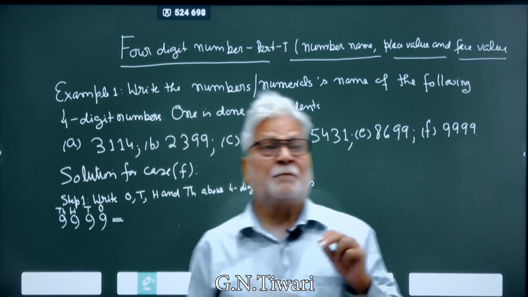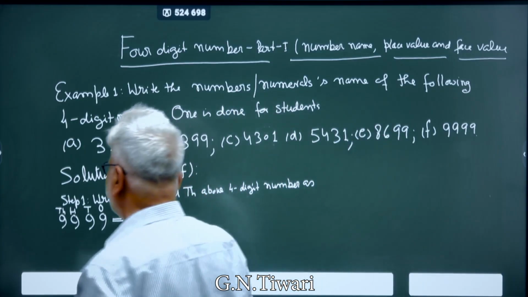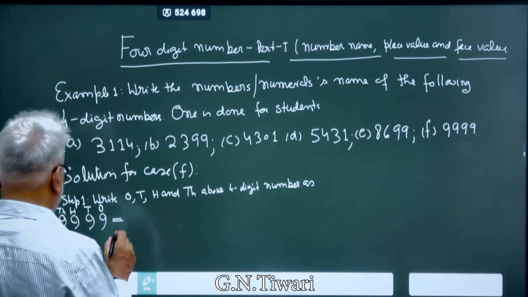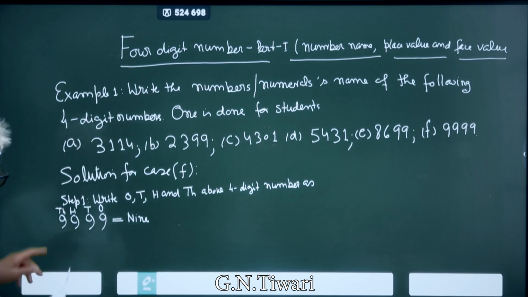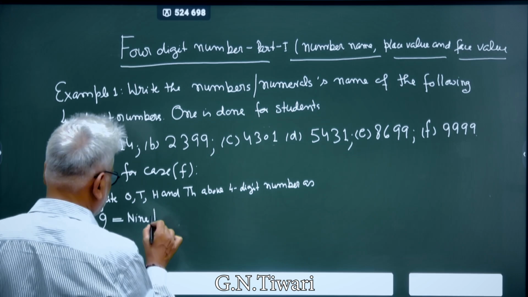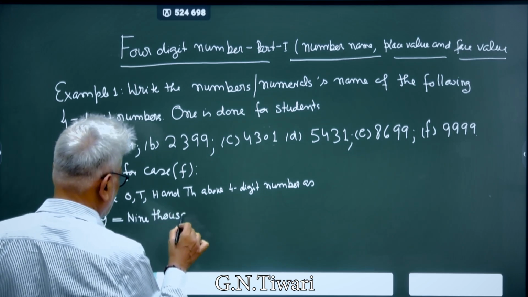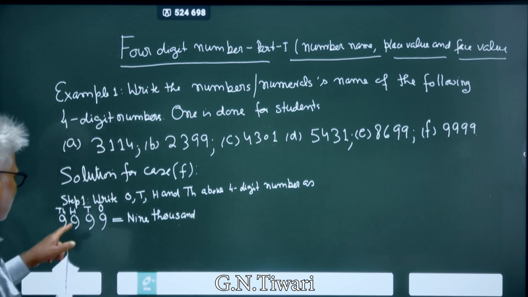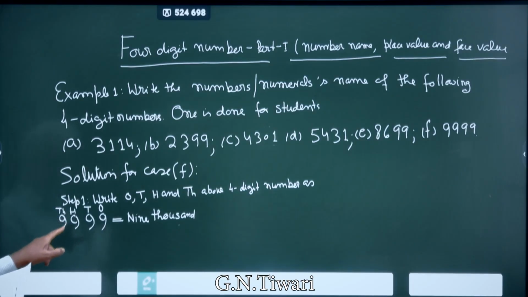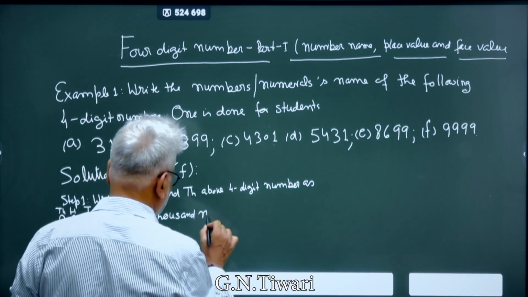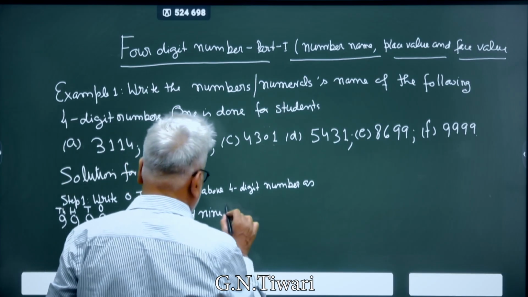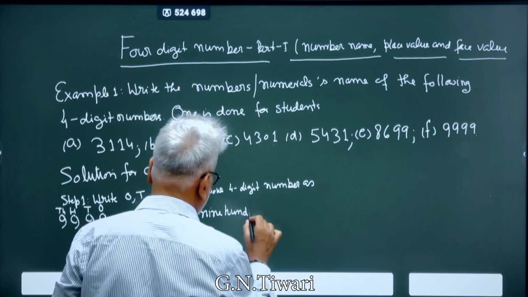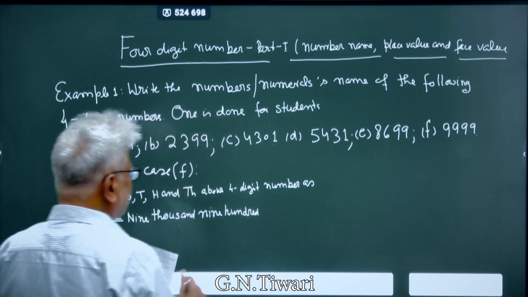So the main question is the number name. Now how will you write the number name? First write in words 9, and see what is the position of this 9. 1000. So write 1000. Go to the third digit. It is again 9. And above the 9 is 100. So write 100. Then again 9.